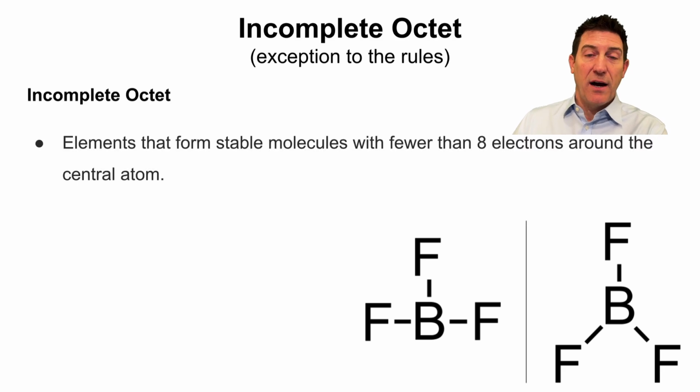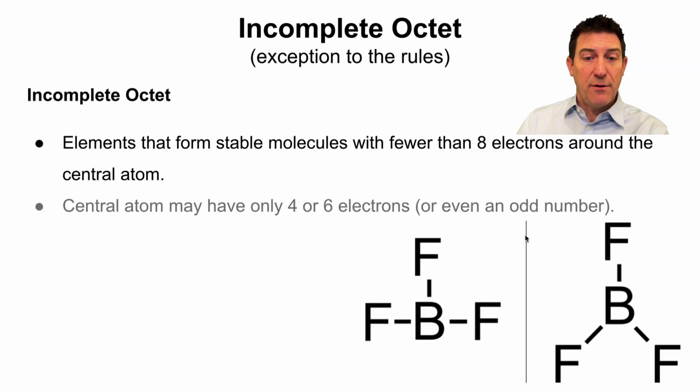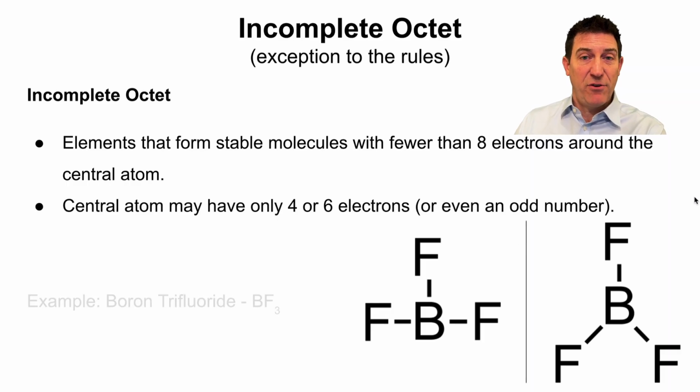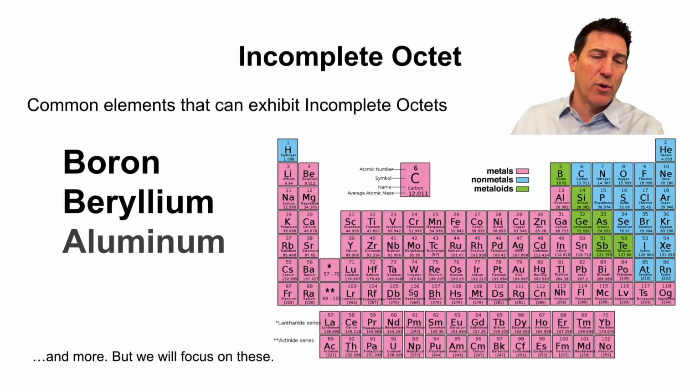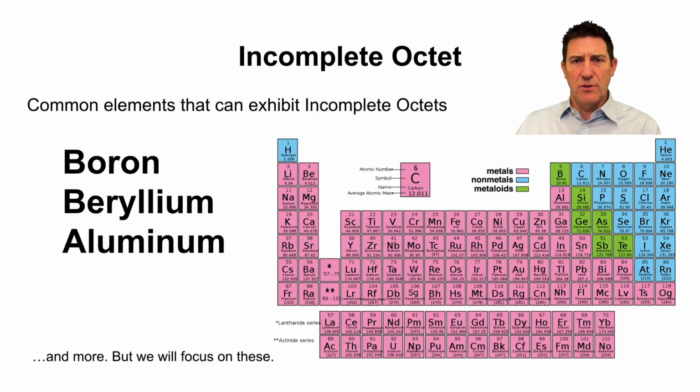For an incomplete octet, sometimes they, again, won't have 8 valence electrons. They'll have fewer than 8. And they're perfectly fine having fewer than 8. Boron trifluoride is a good example of that. And there are some common ones: boron, beryllium, aluminum. There are others as well. But when I teach students how to memorize which ones are going to be exceptions to these rules, those are the ones: boron, beryllium, and aluminum.